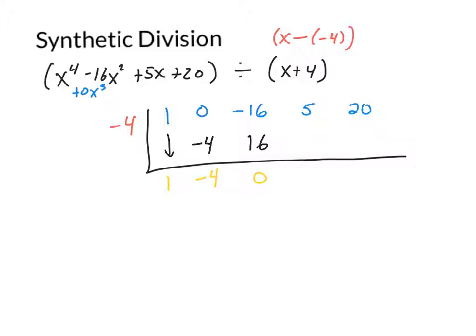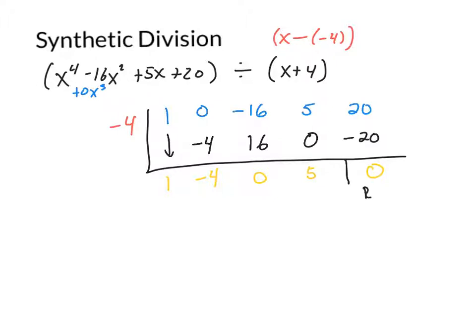Keep going. Negative 4 times 0 is 0. 0 plus 5 is 5. And negative 4 times 5 is a negative 20. Okay, and then it looks like I get a 0 down at the end here. And so what I like to do is put a little line here.